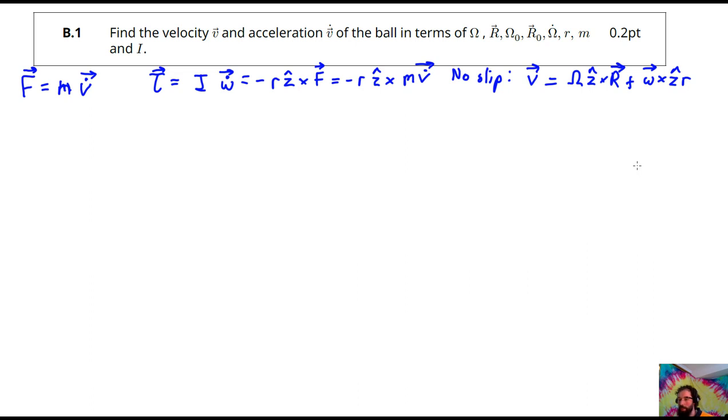In part B, we just need to find the velocity and the acceleration of the ball again. And to do this, we're going to borrow some of the equations that we actually used when we were solving part A. So we've got the force on the ball, it's given by this equation here. We've got the torque on the ball, it's given by this one here.